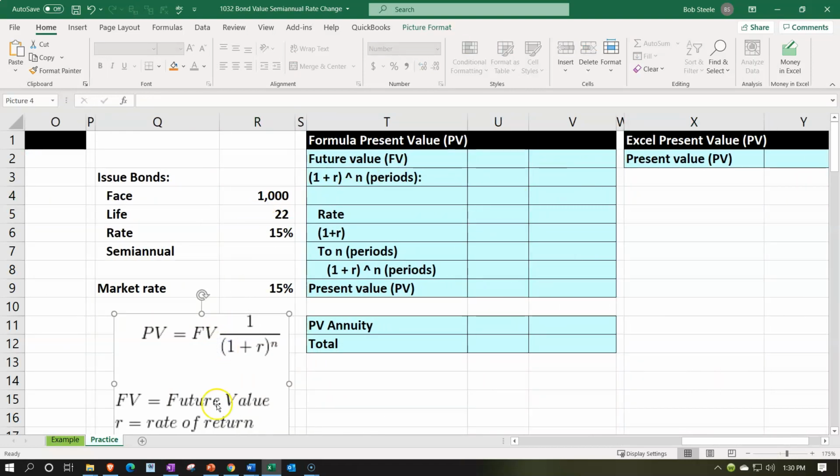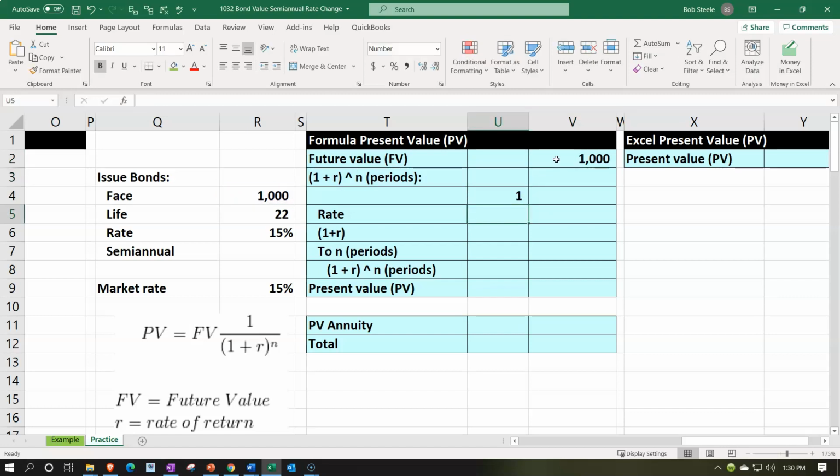Okay, now let's do the present value of 1 again for that 1,000, bringing it back. That's going to be our present value formula here. Present value equals the future value over 1 plus r to the n. Future value, the 1,000 at the end, divided by 1 plus r, which is going to be the 15% market rate divided by 2, to the number of periods, which is 22 years, but multiplied times 2 because they're 6-month periods. So we then have the rate. We'll put that on the outside. That's going to be the 1,000. Then we have the 1 plus r to the n.